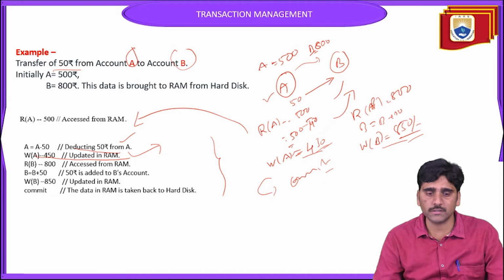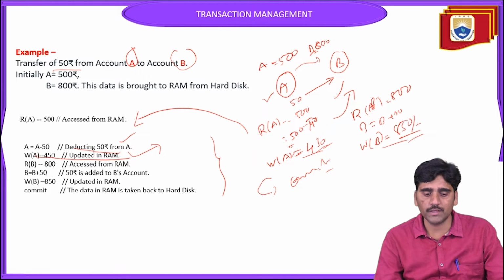So this is the way we can perform the transaction at different stages with the help of these operations: the read operation, which is read or access, the write operation, which we can say is write or update, and the commit operation. So these three operations we can perform at any transaction point of view.